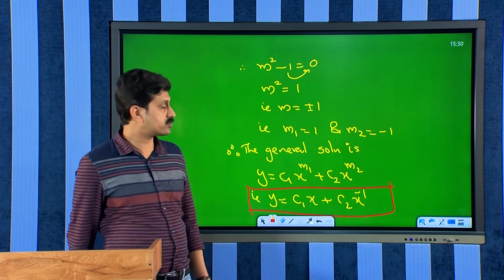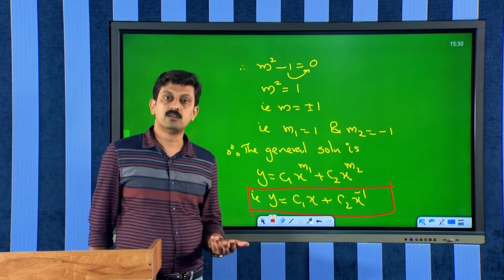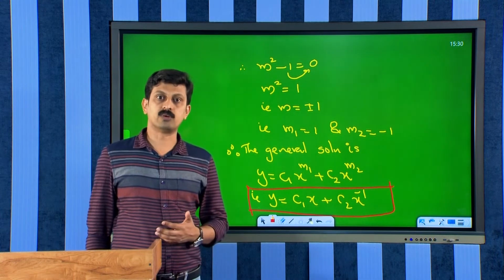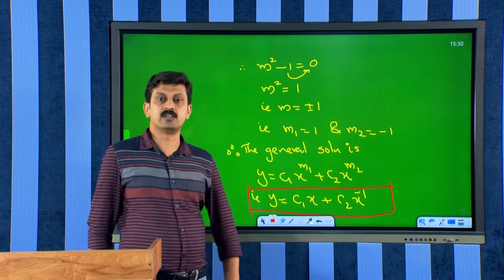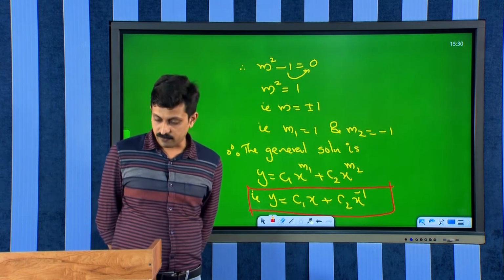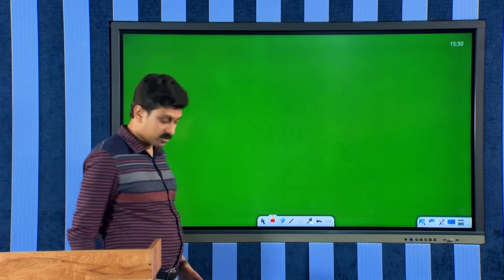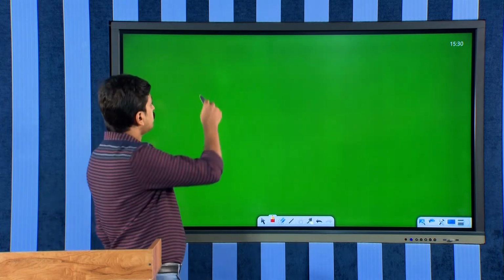Now, this is the general solution. Here our problem is neither an initial value problem nor a boundary value problem. Therefore, till here we can do. Okay, fine. Now, I would like to move on to the next question.